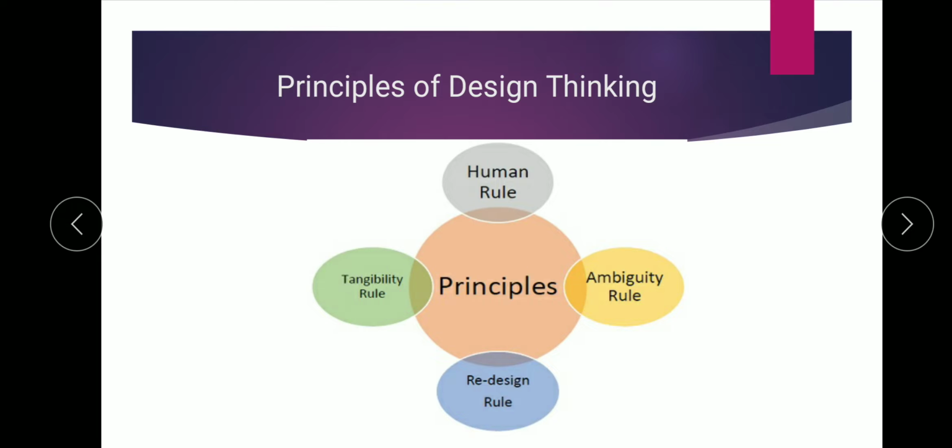So starting with the principles of design thinking, as I told you earlier, it's a human rule, and it isn't based on any ambiguity. The rule of ambiguity here means that you don't need to assume anything and come up with solutions to an assumption. You need to come up with solutions to a real-world issue, and it's a tangibility rule. I'll explain all these four rules here.